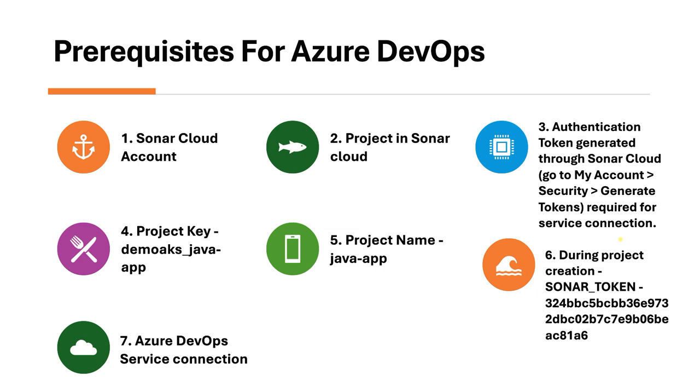Sixth, during project creation, it will automatically create some kind of authentication token which will be used in your pipeline. So it will understand, okay, I should run this particular project under this particular branch or in this Azure DevOps project. Seventh, definitely we need to create a service connection between SonarCloud and Azure DevOps. So these are the prerequisites which we need to know or create when we are going to integrate SonarCloud with Azure DevOps.